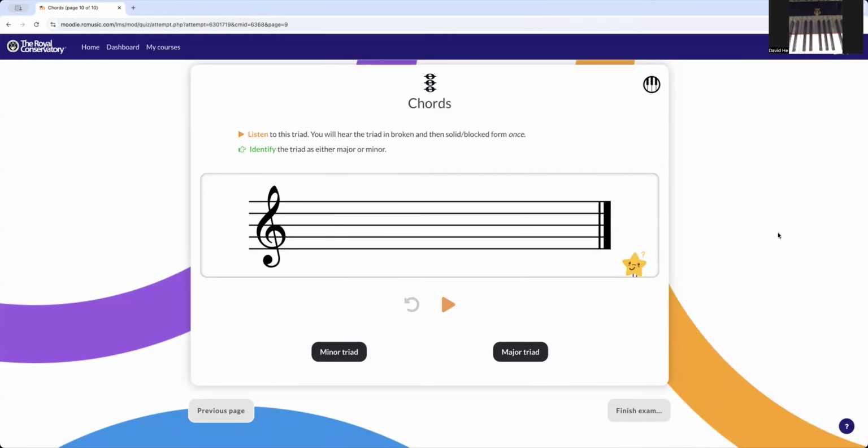Somebody can tell me, is this one bright or dark? Bright. Yeah, it's bright. So bright is what? Major or minor? Think about it. If it's bright, major. Yeah, so it's a major.